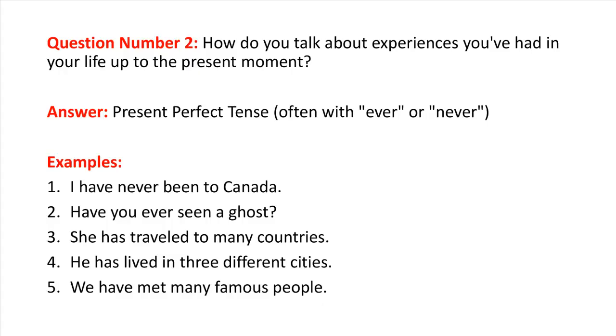Question number 2. How do you talk about experiences you've had in your life up to the present moment? Answer, present perfect tense, often with ever or never. Examples. I have never been to Canada. Have you ever seen a ghost? She has traveled to many countries. He has lived in 3 different cities. We have met many famous people.